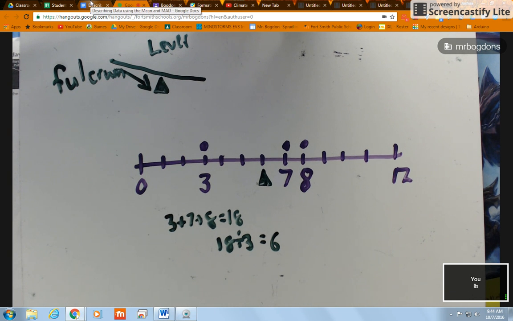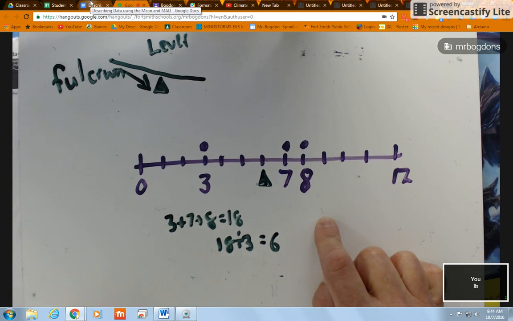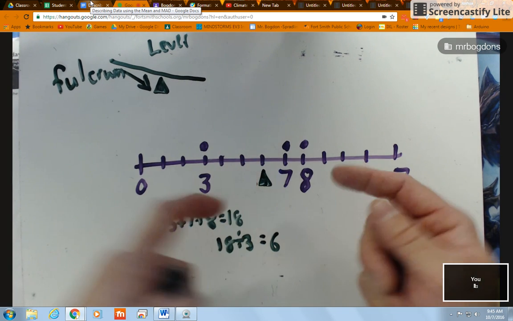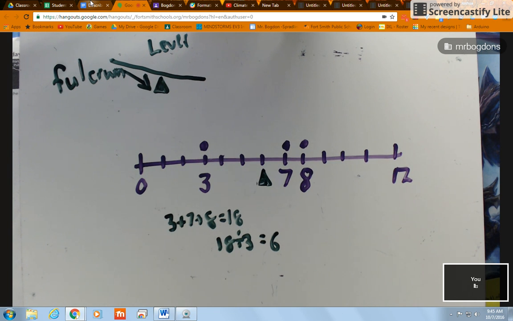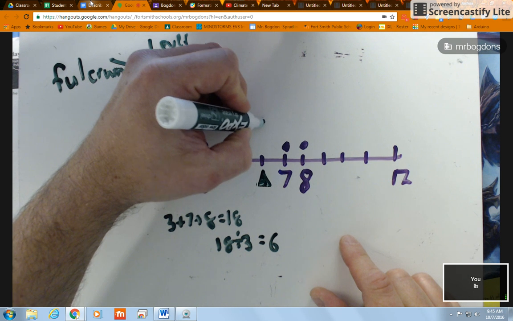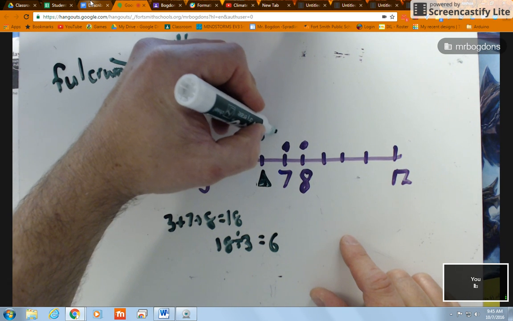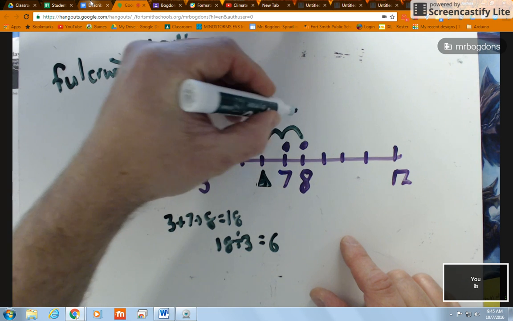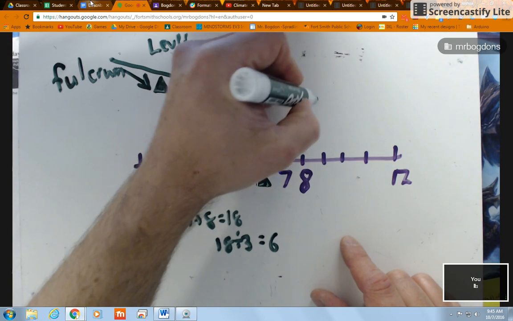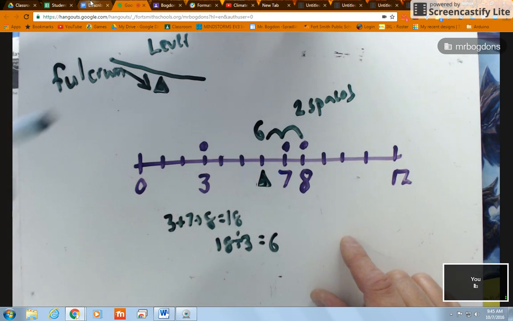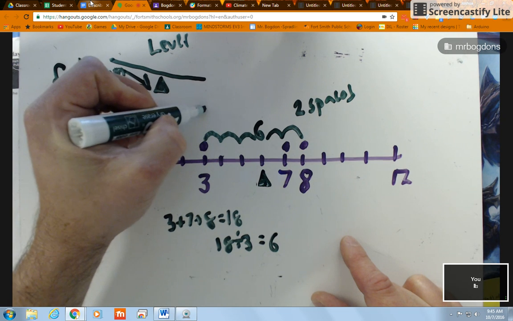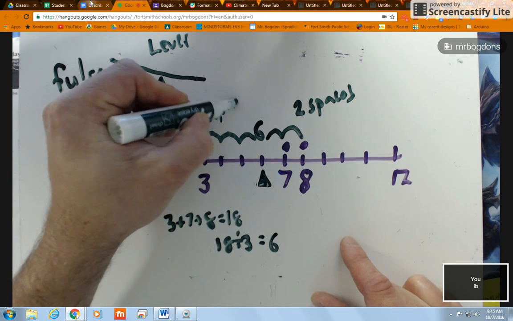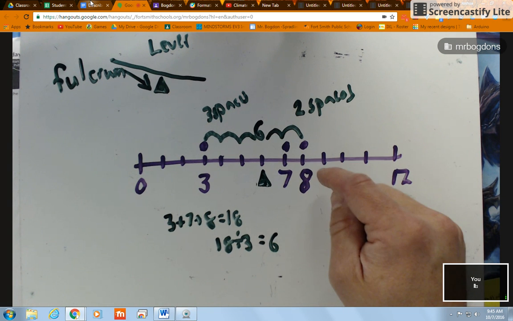So what do we notice about the balance point? Is it right in between all the numbers? Is it exactly in the middle, or is it off to one side or the other? Okay, let's compare. The distance between the mean of 6 and the upper limit is 1, 2, 2 spaces. So let's see if it's exactly in the middle. From 6 to 3, I have to go 1, 2, 3 spaces. So is it closer to the upper limit or the bottom limit?